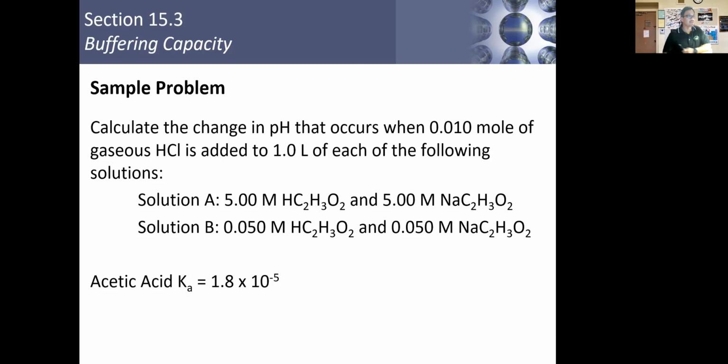So we have two buffering solutions here, and both of these are acid buffering solutions. Let me open up a whiteboard so I have a little bit more room to work this problem out for you. Let's take a look at the two buffers that we have here. Both of these are acetic acid buffers, which means that both are made up of acetic acid.